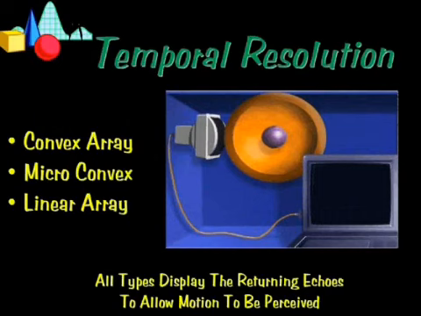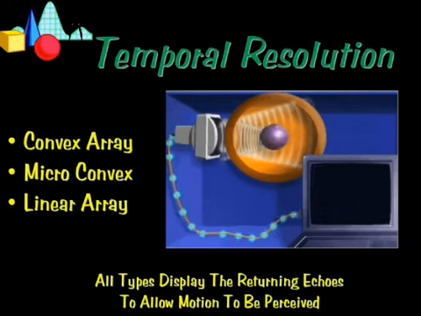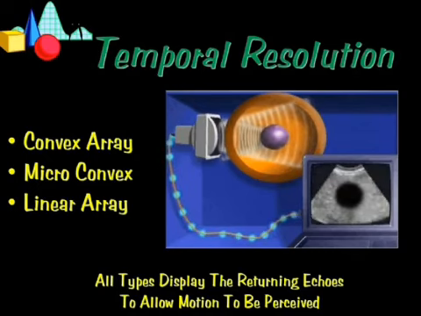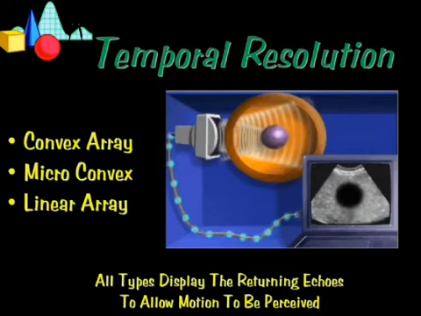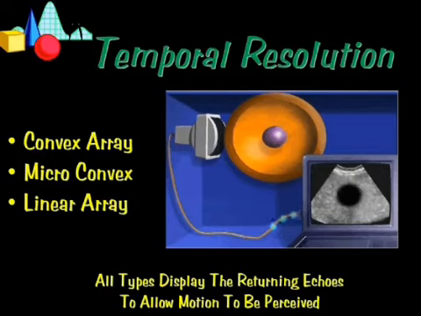Spatial resolution refers to the ability of the ultrasound machine to separate two closely spaced objects. Temporal resolution refers to the ability of the ultrasound machine to show things in real time with real motion, and this requires high frame rates. This allows motion to be seen without jerkiness or missing frames.